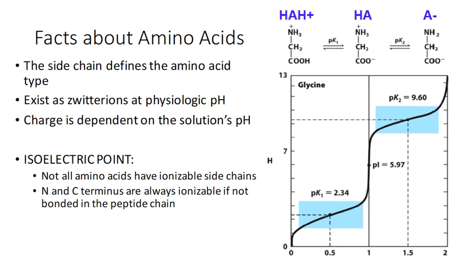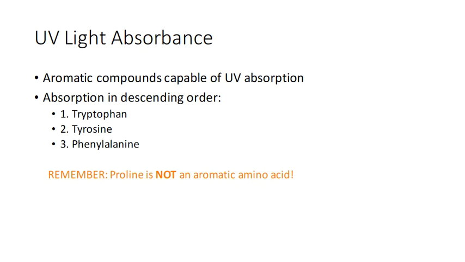Now notice the nearly horizontal portions of the graph. These are surrounded by the blue boxes right here and up here, where you see the pK1 and the pK2. These are indicative of the buffering region, which is optimal at 1 pH above or 1 pH below the pKa.